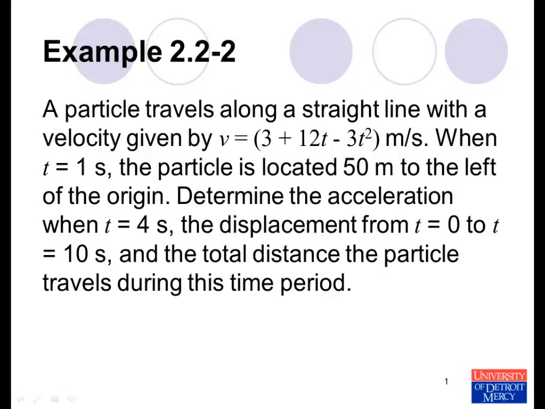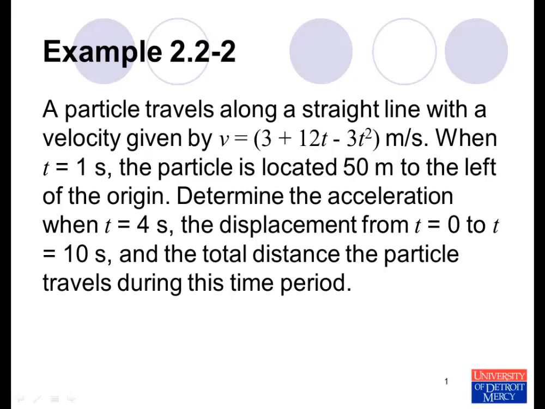This problem is from the textbook Conceptual Dynamics. This is example 2.2-2. The problem statement reads, a particle travels along a straight line with a velocity given by v equals 3 plus 12 times t minus 3 times t squared meters per second.